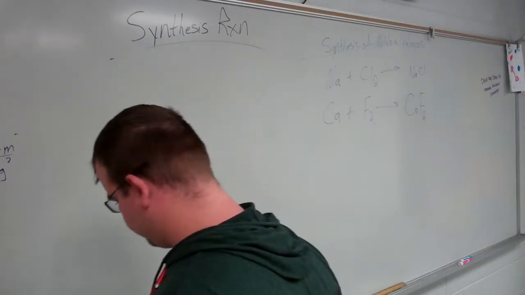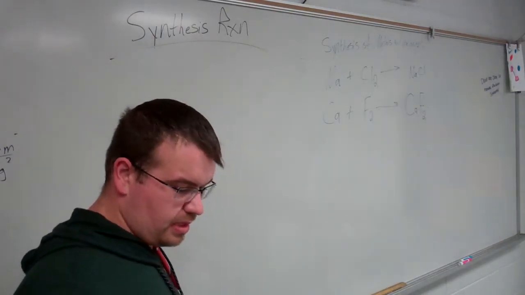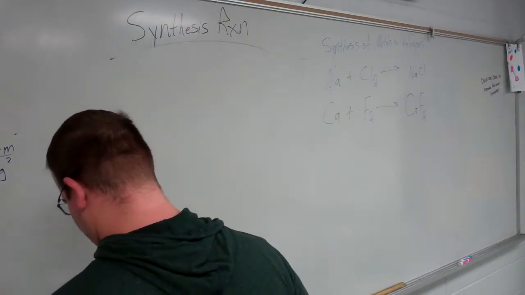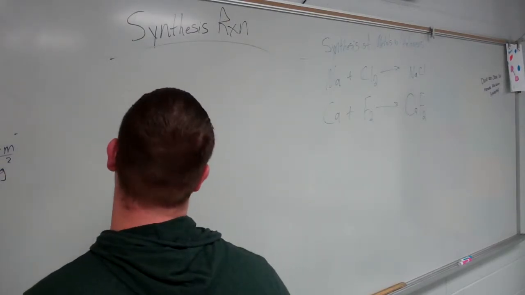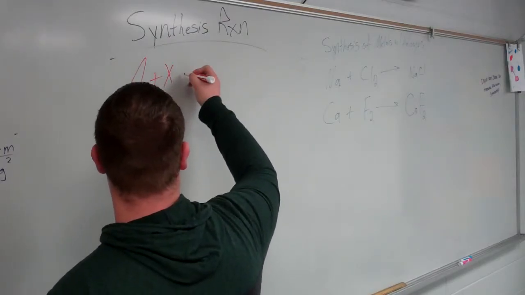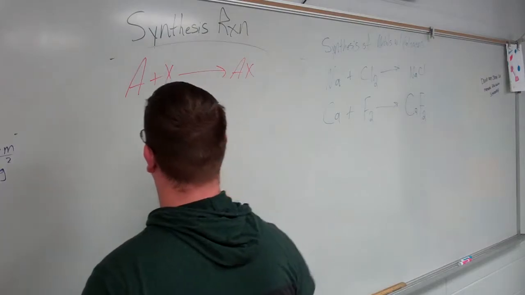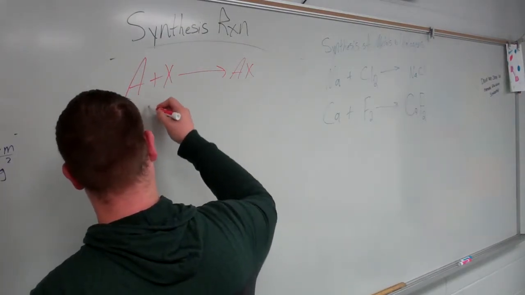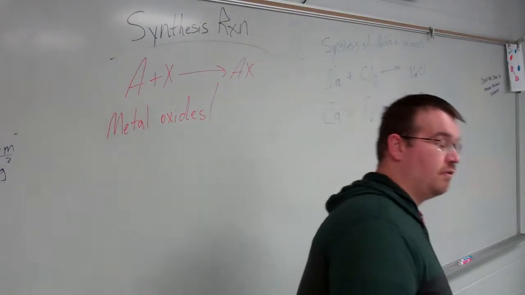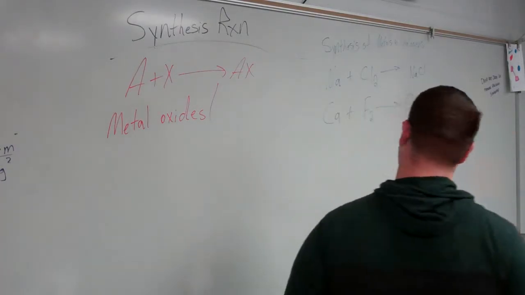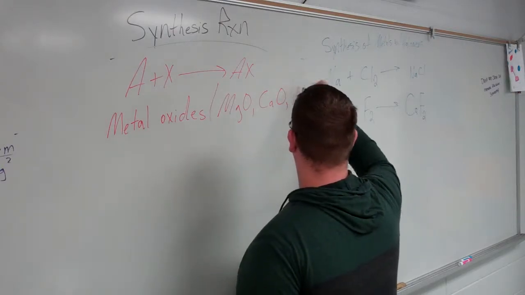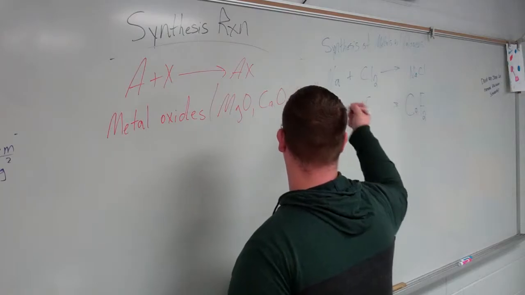Did we do combustion or anything? That's the last of the 5. All right, so this is the one I feel like everybody is going to have trouble with. Let's do it in red. Synthesis reactions of metal oxides. What are metal oxides? First thing we cover. Metals bonded with oxygen. So like magnesium oxide, calcium oxide, sodium oxide. The list can go on and on.